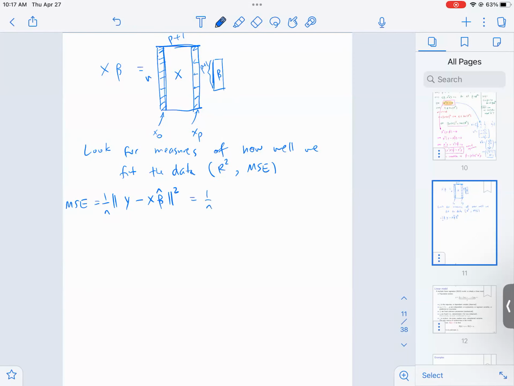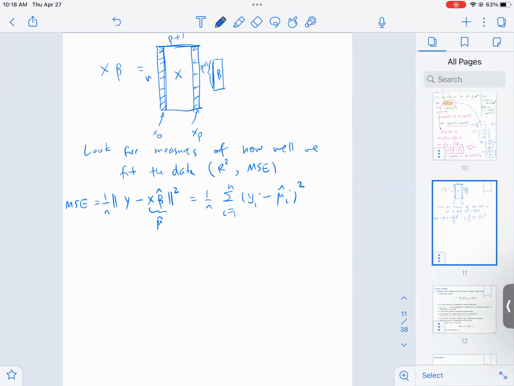It's 1 over n, sum over i from 1 to n, of y_i minus x beta hat, squared. Let's call x beta hat mu hat, so it's y_i minus mu hat_i. Mu hat_i is the fitted value, basically the prediction of y_i at the optimal value, and this is how much error remains. It's the distance of y_i from the regression function. You square it and average it. That's the MSE.